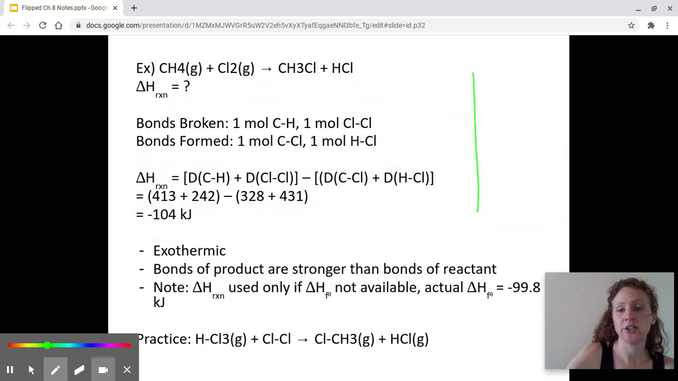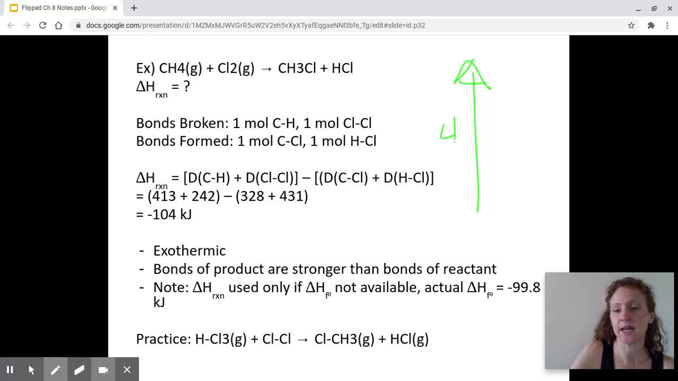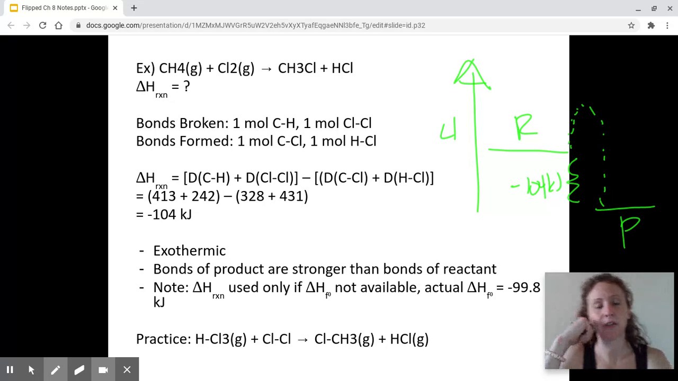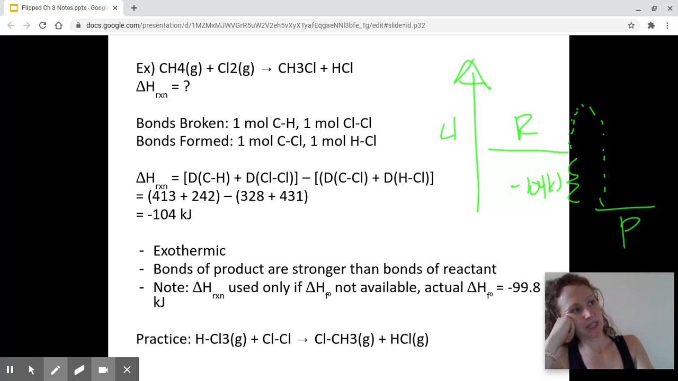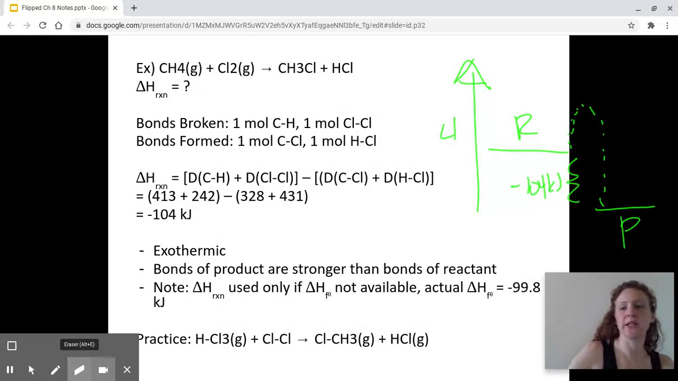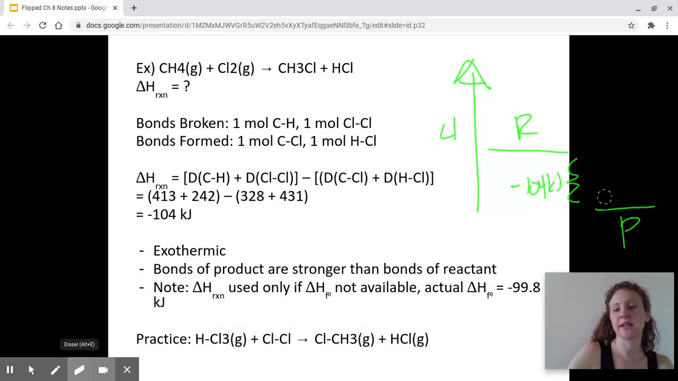Okay, so in our energy diagram, because it's exothermic, my reactants are going to be here. My products are going to be here. I'm going to get out negative 104 kilojoules. And there's always this funny line here that goes up and then down. And we're going to talk about that funny line when we get into kinetics. But you don't have to draw the funny line. If you can draw this as your energy diagram, then you are good to go.